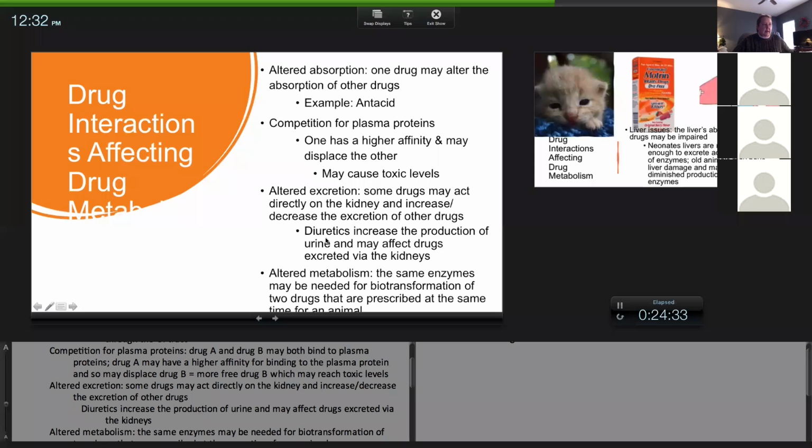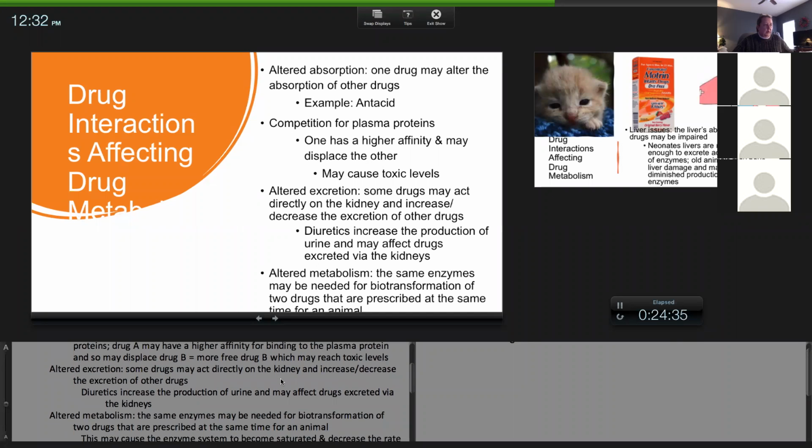Now, for example, if we talk about the kidney, and if we talk about drugs that act on the kidney that can increase or decrease excretion, for example, diuretics. If we remember, we talked about a drug called Lasix or furosemide. And a diuretic is increasing urine production. It causes body water to be excreted at the kidney.